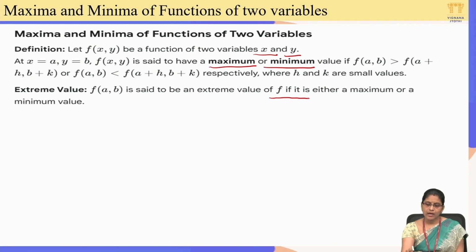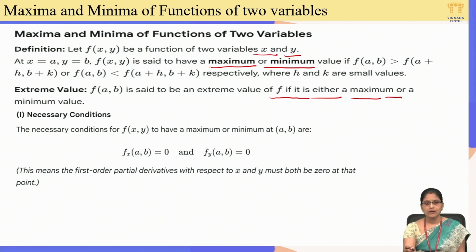If f is either a maximum or a minimum value, then the function at the point (a, b) is said to have an extreme value. See the necessary conditions. To get the maximum and minimum, here are the necessary conditions.